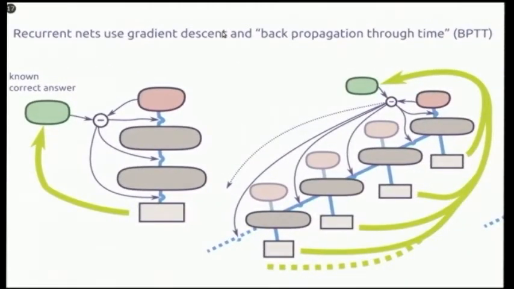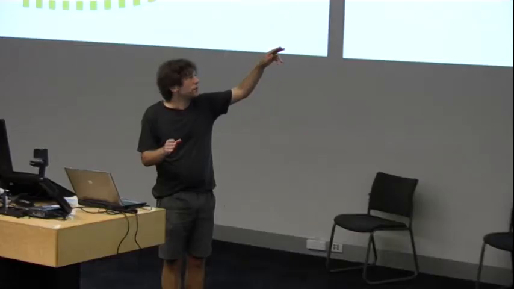With a recurrent neural network, the current answer is based on all the inputs right back to the beginning of time. So you have to change the weights all the way back to the beginning of time.